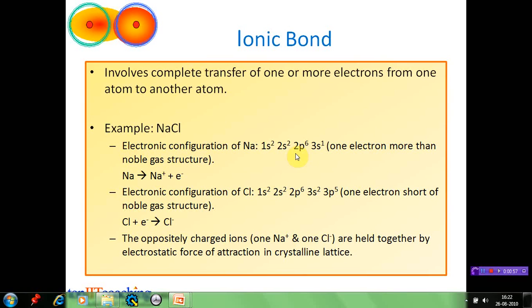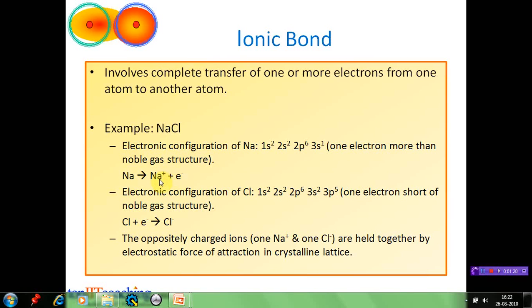Also, in doing so, sodium acquires a net positive charge and is now called sodium ion. So as you can see in the equation, sodium gives sodium ion plus an electron. The positive charge arises because sodium nucleus has 11 positively charged protons, each having a unit positive charge.